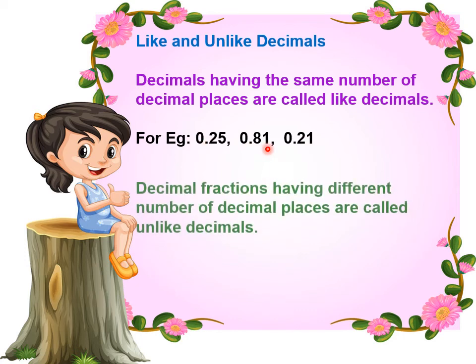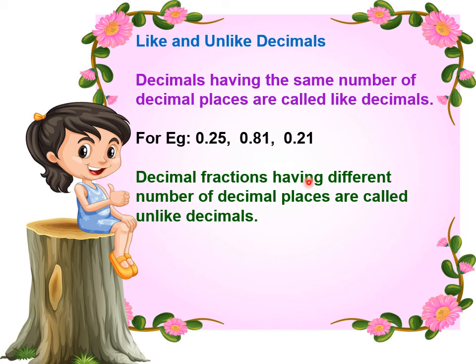Now what are unlike decimals? Decimal fractions having different numbers of decimal places are called unlike decimals. For example, 7.8, 4.12, then 9.123. Your decimal places are all different. In the first number, after the decimal point 1 digit is there. In the second, after the decimal point 2 digits. Then in the third, after the decimal point 3 digits. So this type of decimal fractions are called unlike decimals.